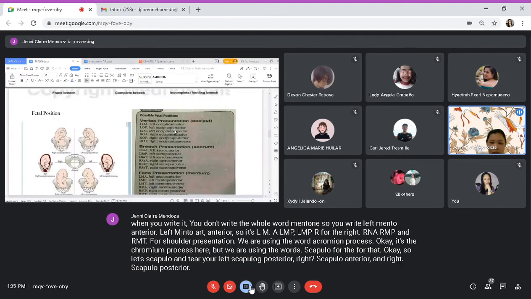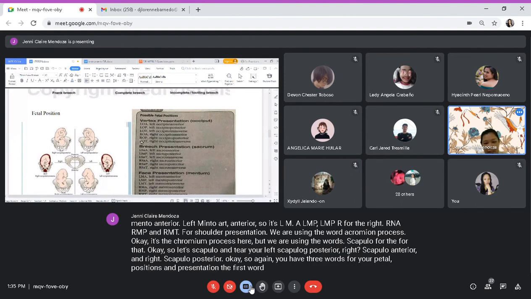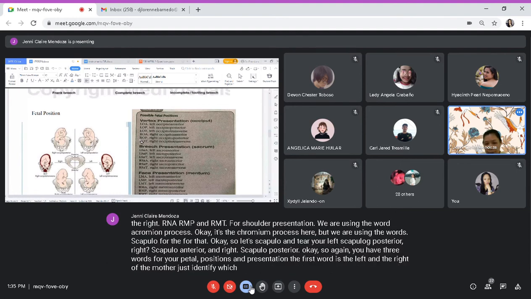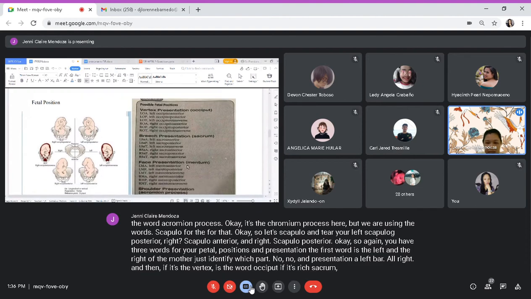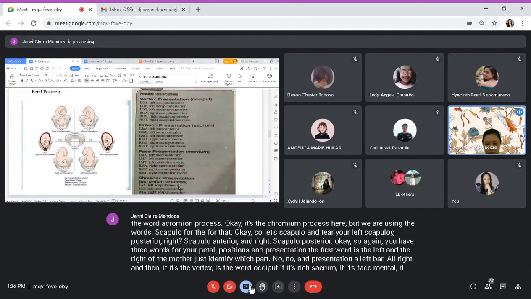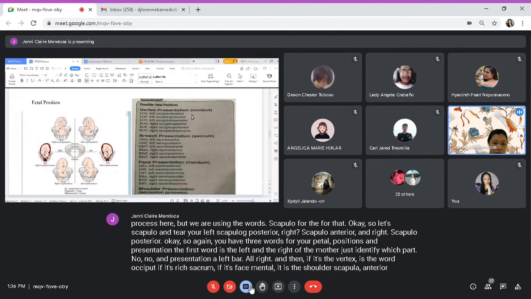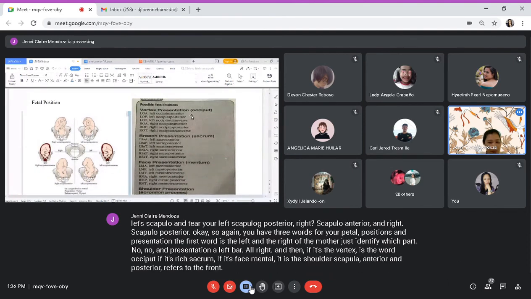So you have three words for your fetal position and presentation. The first word is the left or right of the mother. Just identify which part of the mother the presentation is on, left or right. Then if it's vertex, it's the word occiput. If it's breech, sacrum. If it is face, mental. If it's the shoulder, scapulo. Anterior and posterior refer to the front and the back.